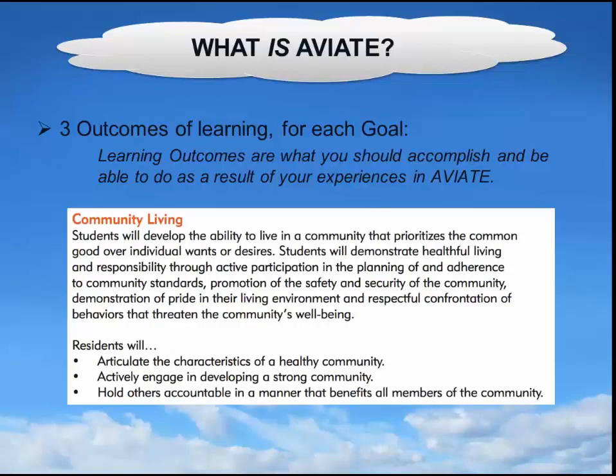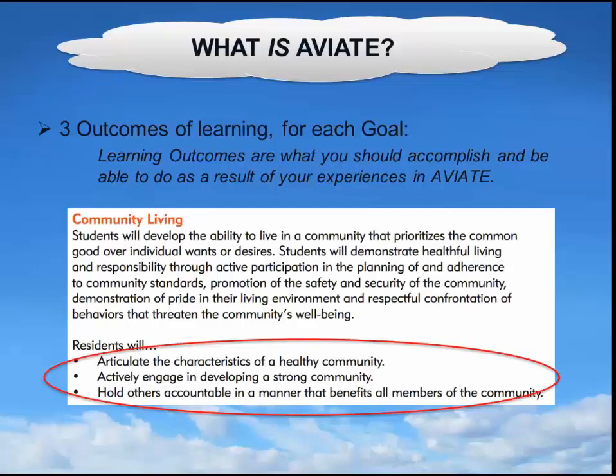Community living is the third learning goal. Community living opportunities will prepare you to be an engaged, active, responsible community member who prioritizes the common good over the needs of the individual. Below are the 3 learning outcomes that support the community living learning goal.